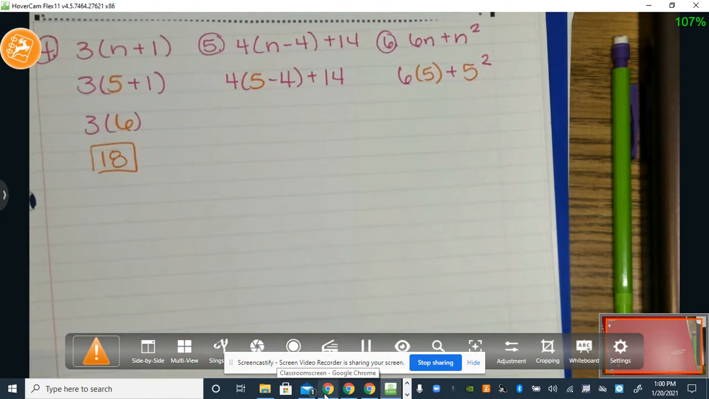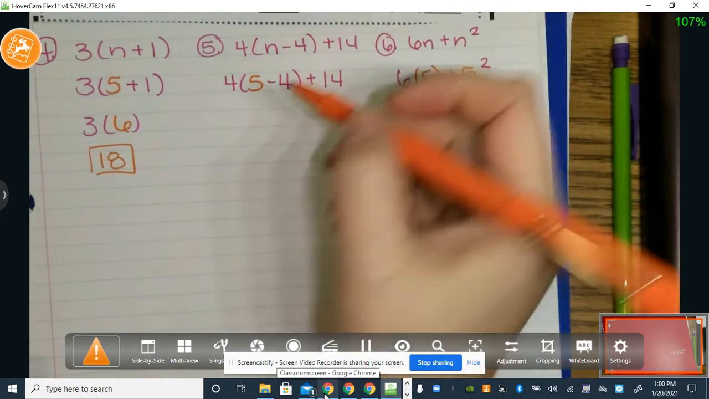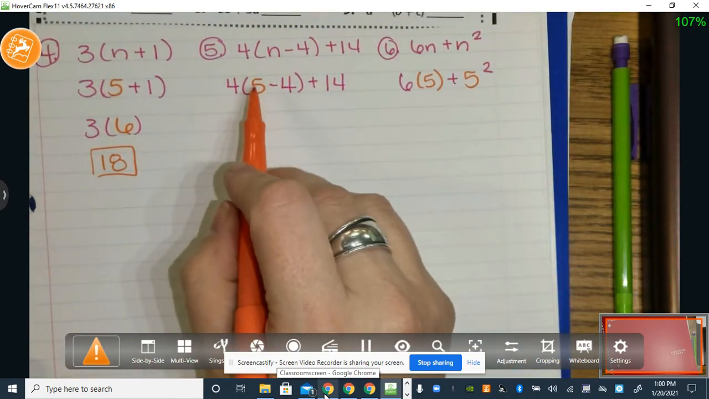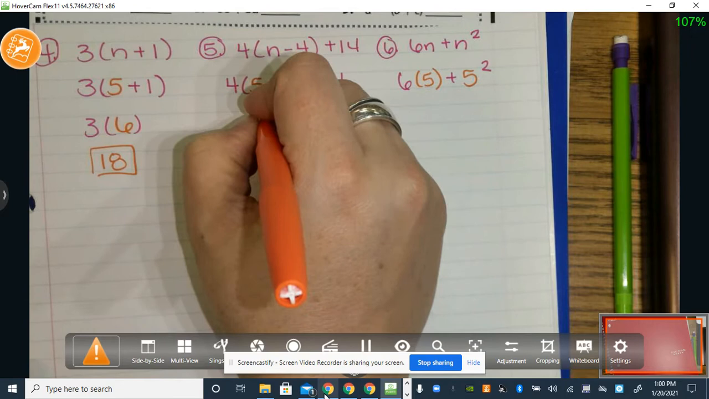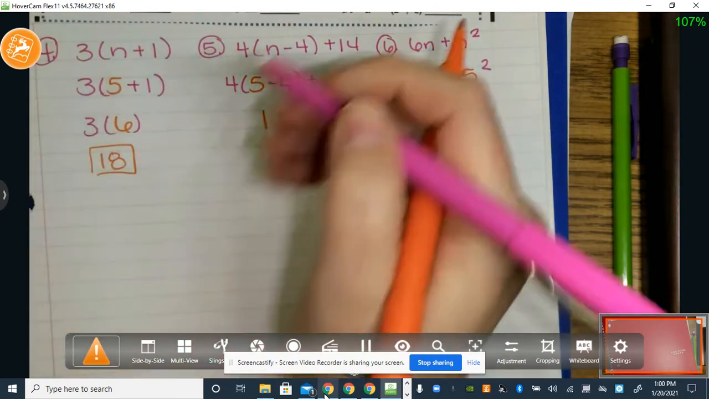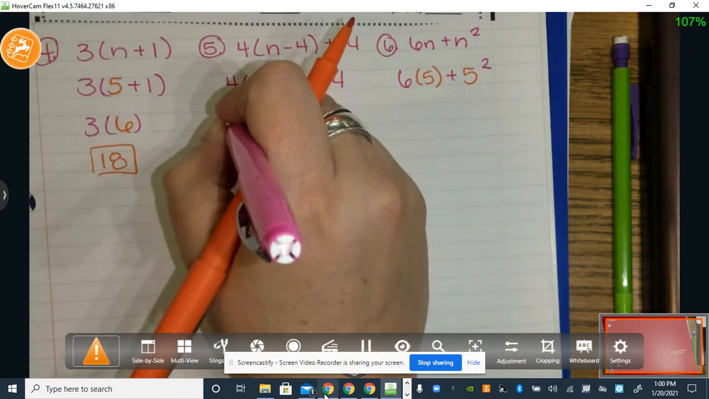Okay, let's look at number 5. All right, again, I'm going to do what's in parentheses. So 5 minus 4 gives me 1. I'm going to bring down a 1, and then I'm bringing down everything I have not done yet.